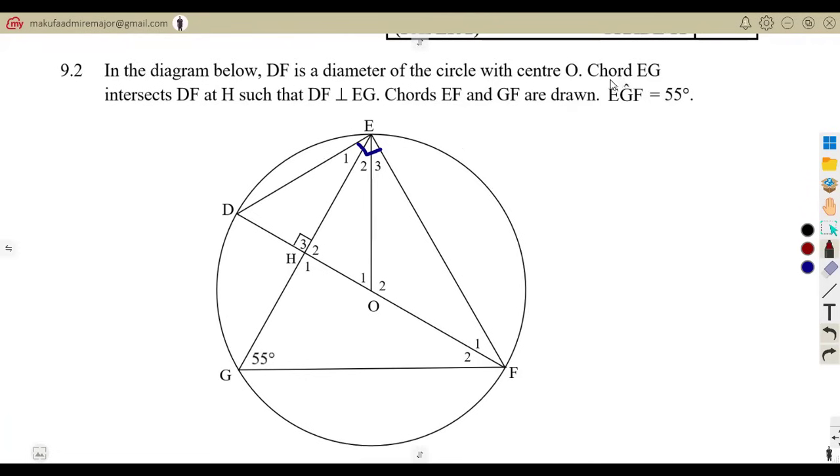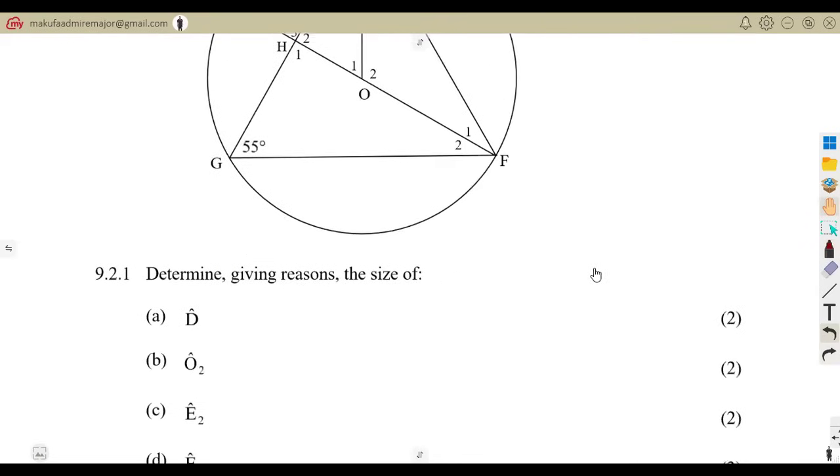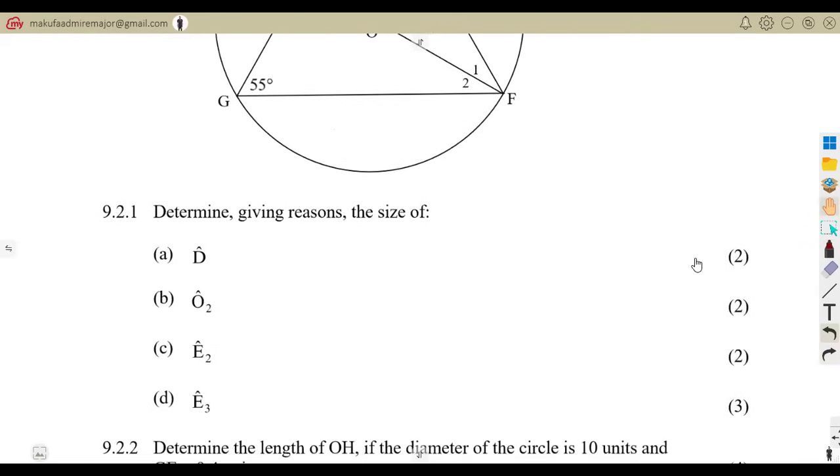All right, then we are given the chord EG intersects with the DF at H. This one we have got a 90 degrees there. They are perpendicular. And we are also given an angle of 55 degrees here. With this information that we have, determine, giving reasons. Whatever you're going to have, you must give a reason.